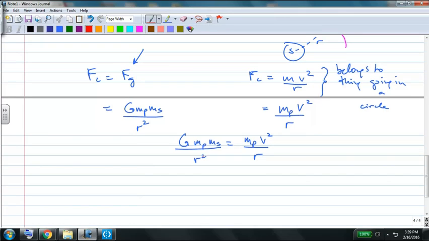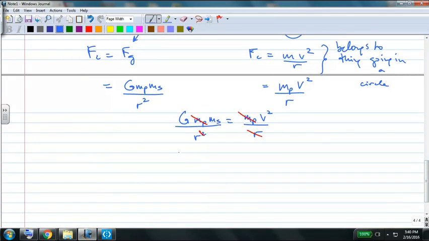And you do some cleanup work. One of the R's goes away. The mass of the planet goes away. It actually doesn't matter. And if you wanted to look at the speed of the planet, it's going to be equal to the square root of G times the mass of the sun over how far away it is from it. Having said this, this is not an equation that you start with.